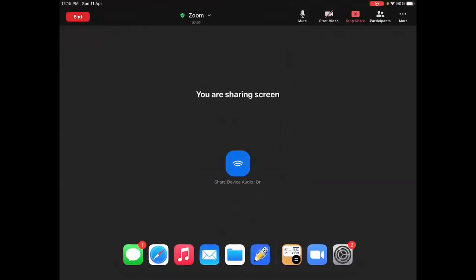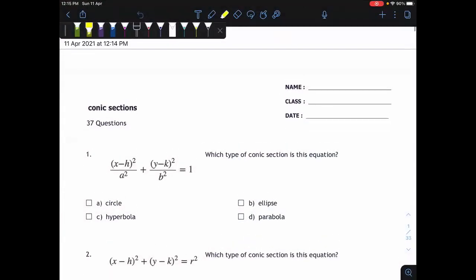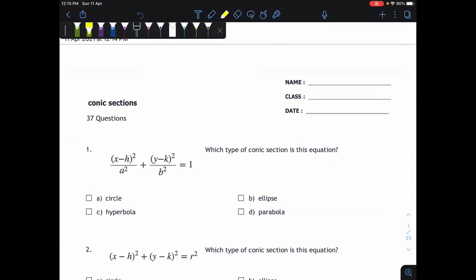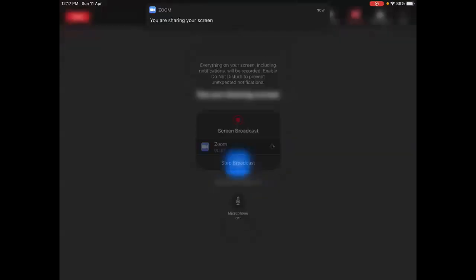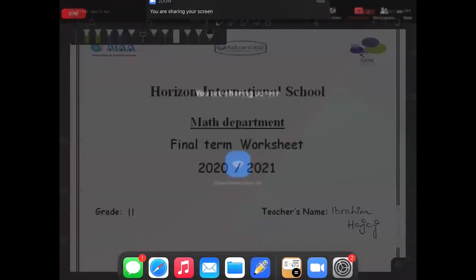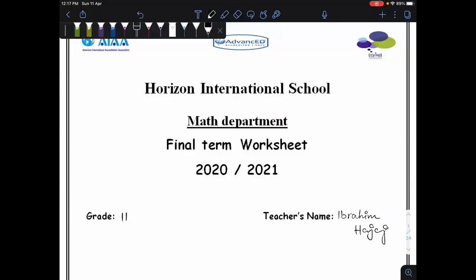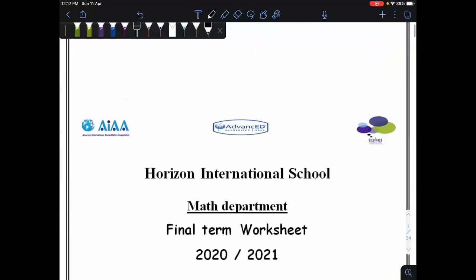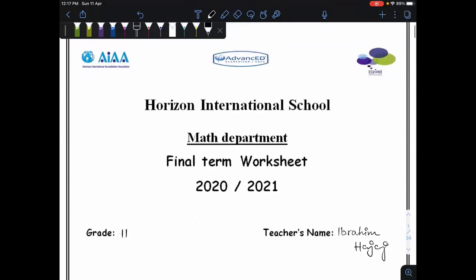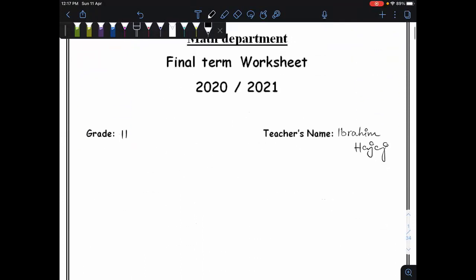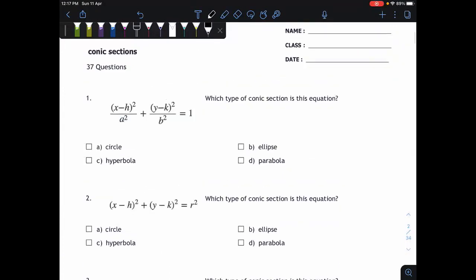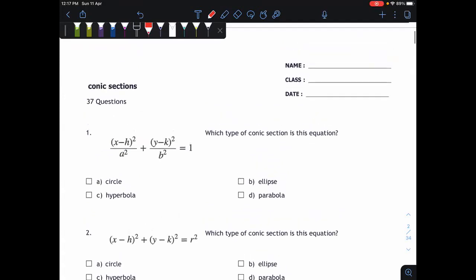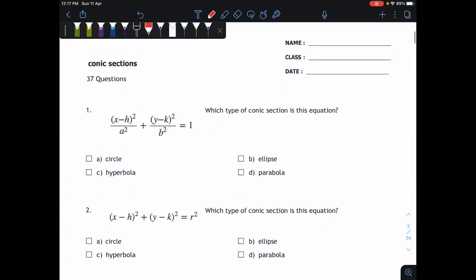Okay. Here we are. We have here today, guys, a math revision worksheet, final term. The next section has 37 questions. I will send you this worksheet once we finish.